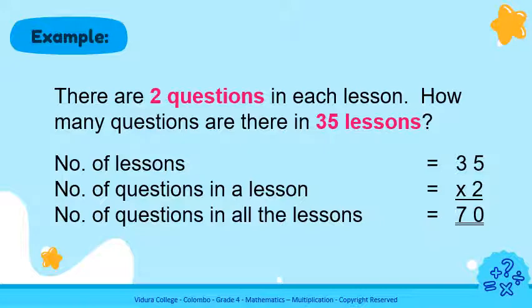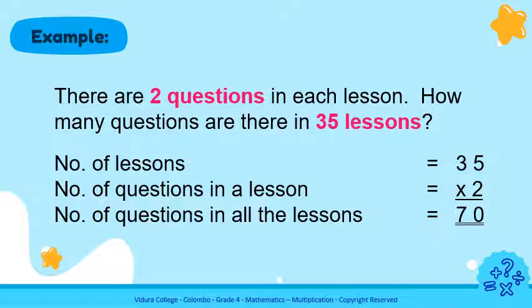Look at the example, children. There are 2 questions in each lesson. How many questions are there in 35 lessons? So look at the pink color words I have put. 2 questions, 35 lessons. Those are very important. You have to make statements out of those 2 pink color words. Okay? So the first statement must be number of lessons because that is the biggest number.